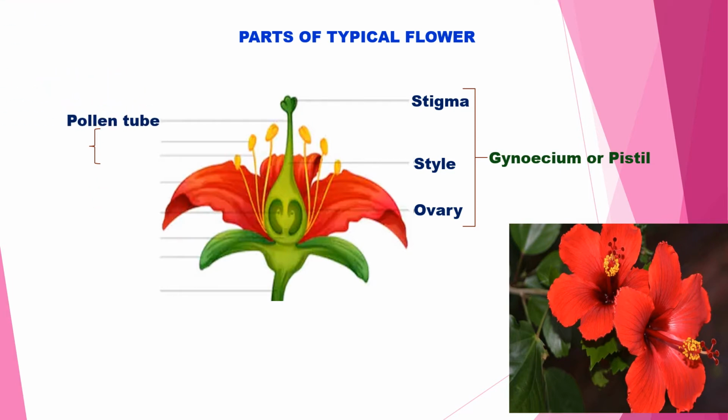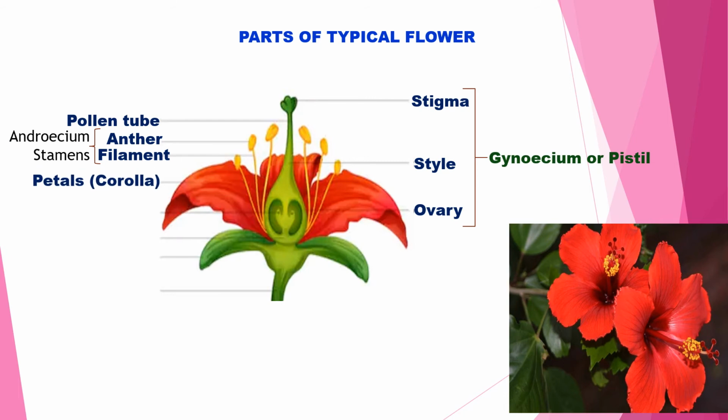Pollen tube. During reproduction, the pollen tube will develop. Next, anther and filament. Anther is that yellow colored part. The filament is that stick-like structure. Together they are the androecium, otherwise called stamens. These are the male reproductive parts. The female reproductive part is gynoecium or pistil. The male reproductive part is androecium or stamens.